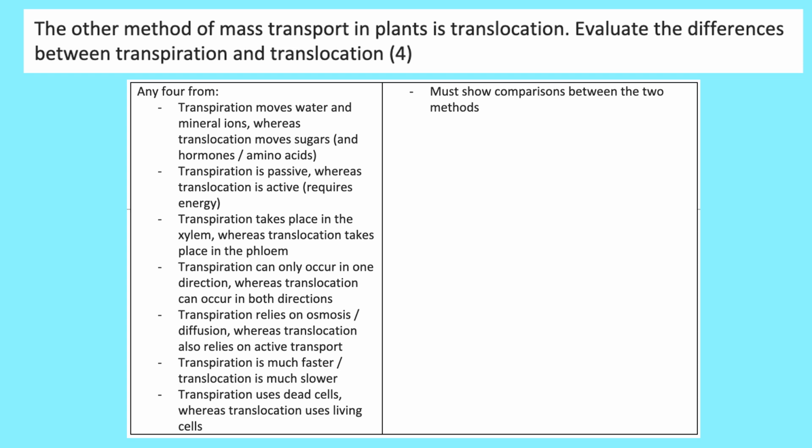Transpiration also uses dead cells. The xylem is made of dead cells, whereas translocation uses living cells, and this is another reason why it requires energy.